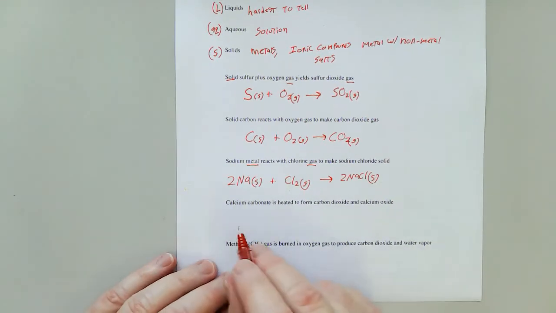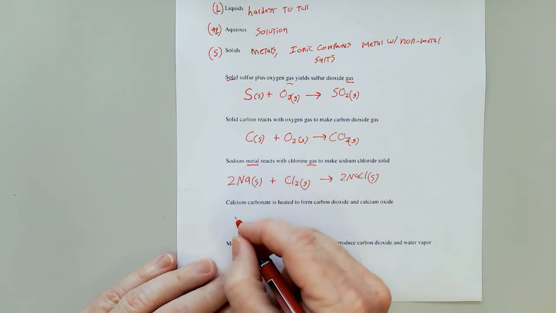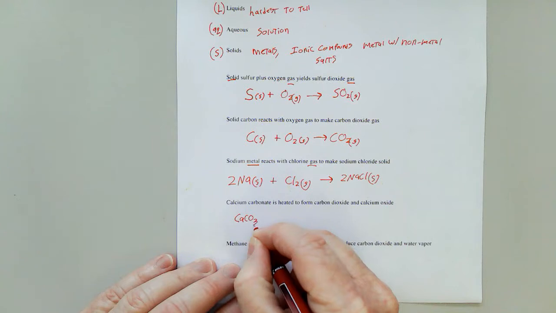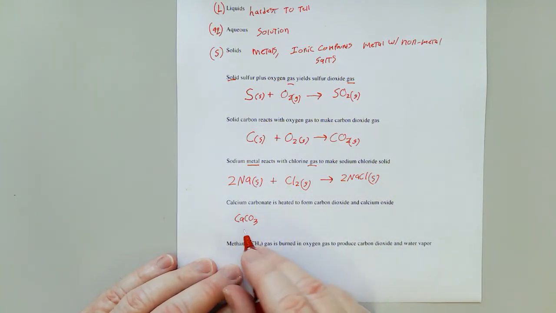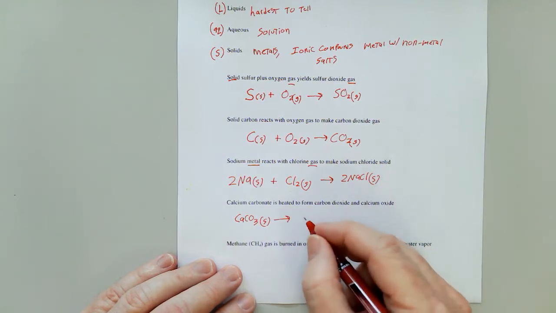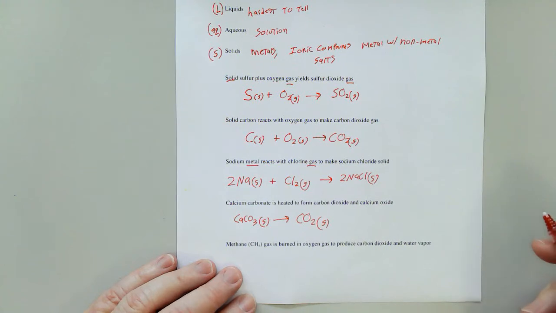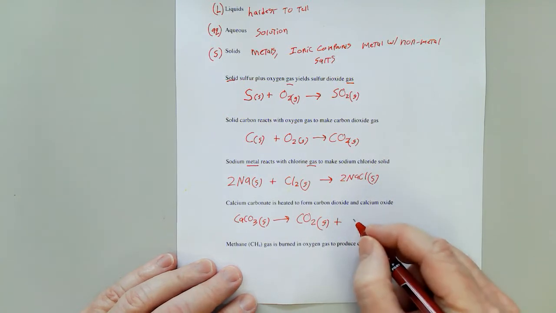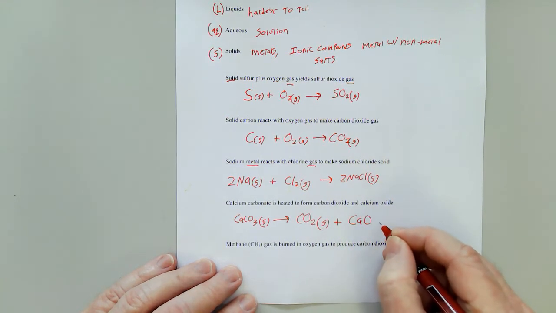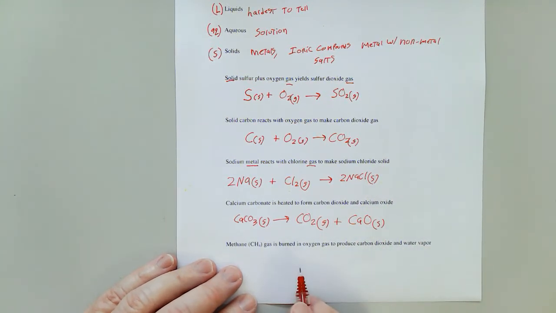Calcium carbonate is heated to form carbon dioxide and calcium oxide. So CaCO3. Since that's ionic, that's going to be a solid. When we heat it, we get carbon dioxide, CO2, which is a gas. We know that to be a gas because it's molecular, two nonmetals together. Calcium oxide, CaO, would be a solid because it is ionic.